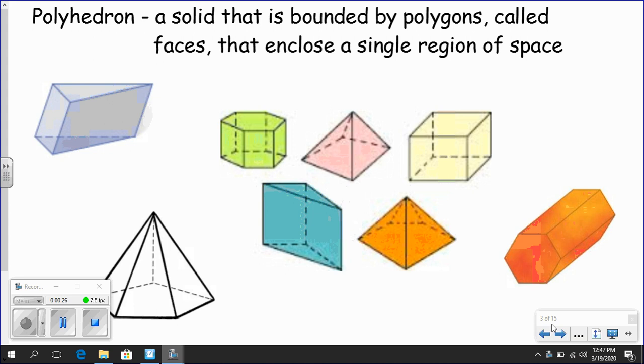Polyhedron is a solid that is bounded by polygons called faces that enclose a single region of space. So here are many different examples of a polyhedron.